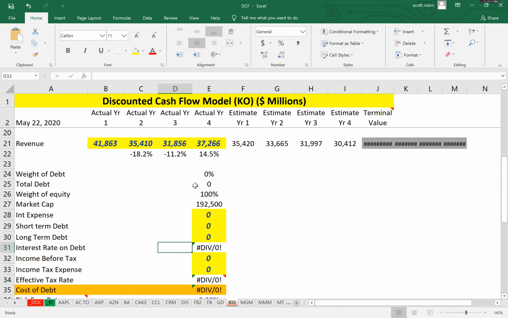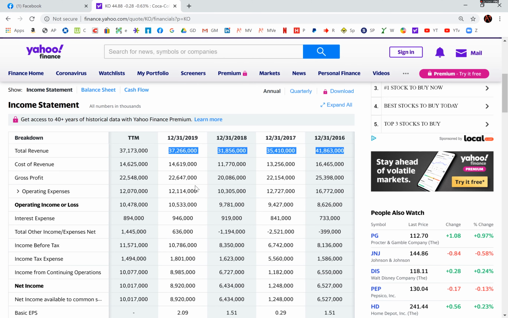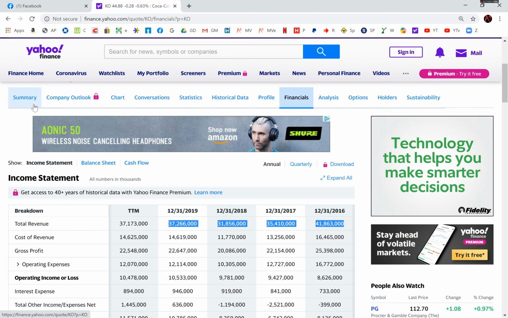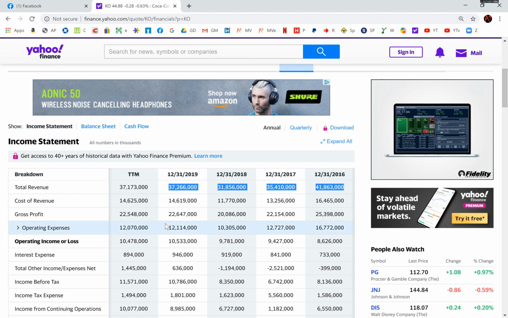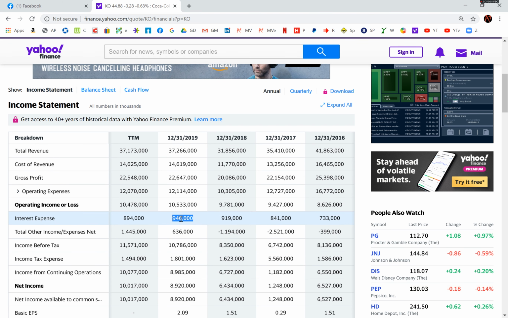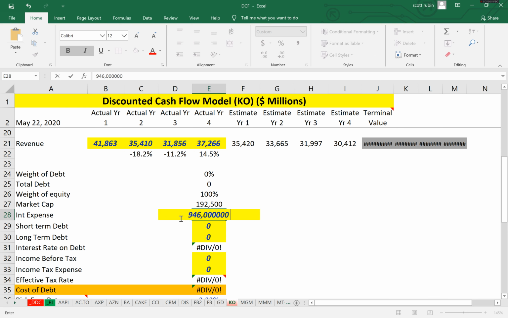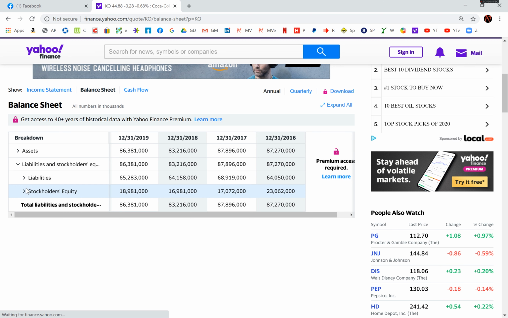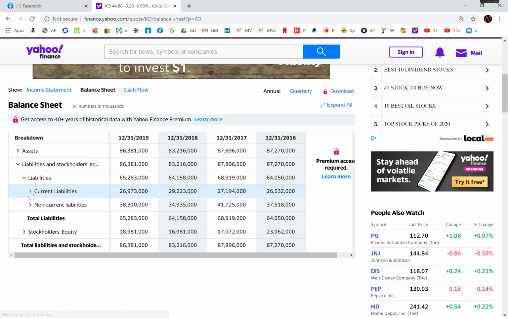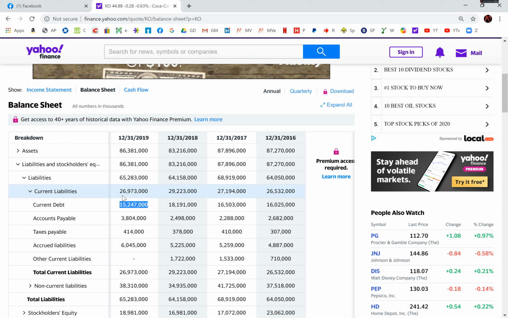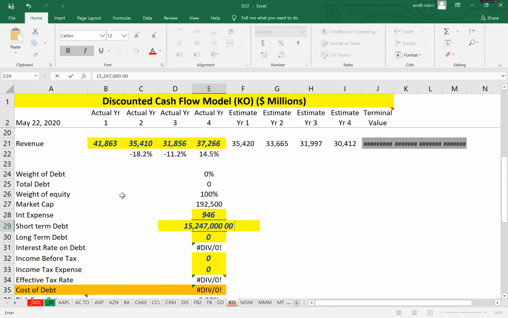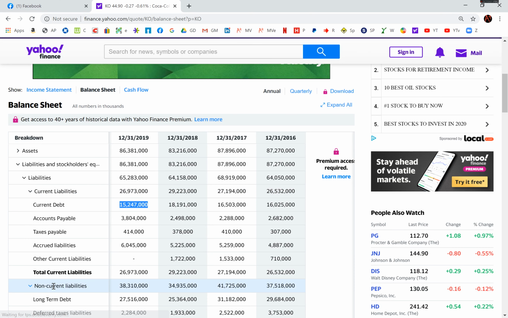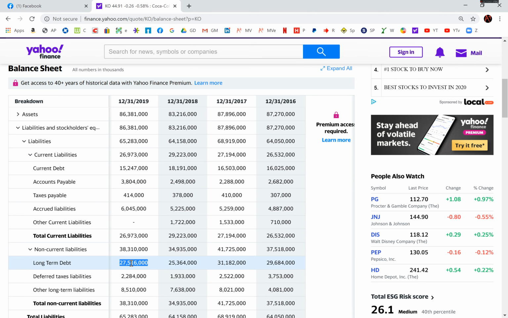Let's find out the cost of their debt, because we have to discount it using the WACC. So first we need the cost of debt. The interest expense they pay on debt is 946 million. Now we need to find out how much debt they have. Short-term debt is debt due within 1 year, and that's 15 billion. So they have a good amount of short-term debt, and long-term is almost always more. That's debt due beyond 1 year.